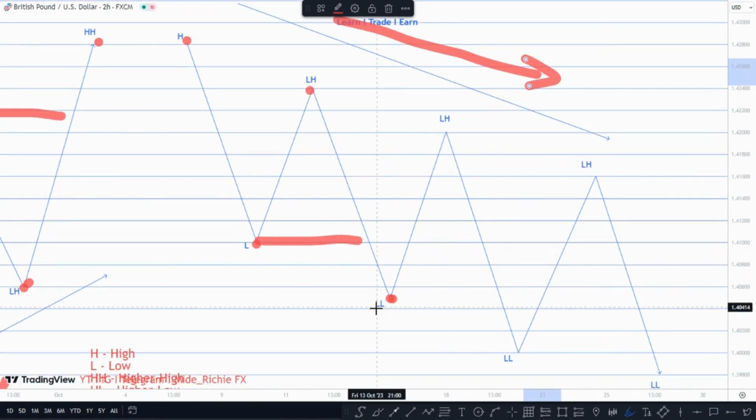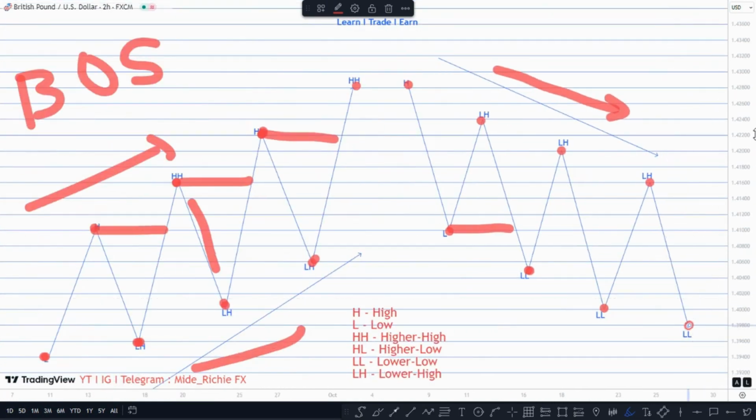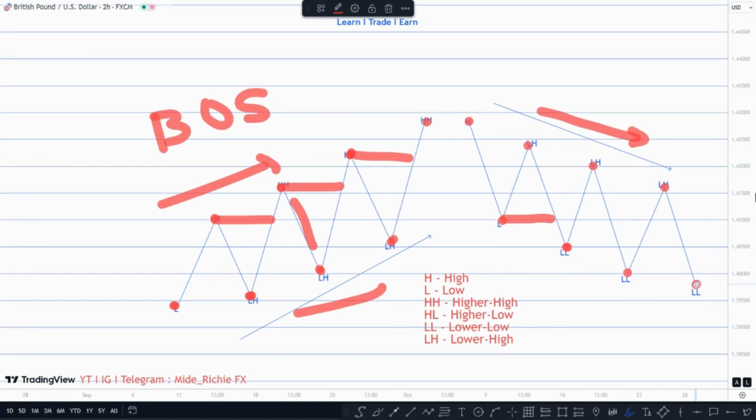Now after this lower low, the market created another high, but the high is still very much lower than this high, so it's still a lower high. While after the lower high, the market created a lower low by creating a low that is very much lower than this low. So that's a lower low, just like that, lower high, lower low. That's basically how the trend or the market structure is being interpreted.